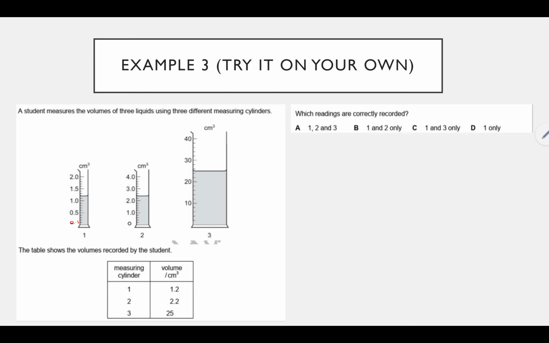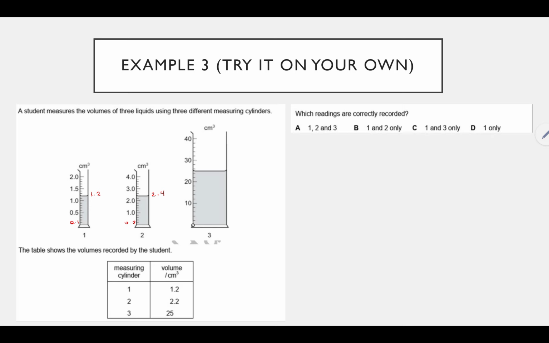So each dash is going to be equal to 0.2. So you need to be very careful when reading the volume from a measuring cylinder to know how much each dash is equal to. So for the first one, let's read. If I know that each dash is 0.1, let's look at our liquid. After 1.0, there's a dash, so that's 1.1, and another dash, so that's 1.2. Okay? Second beaker. Each dash is 0.2. I stopped at 2, so one dash, that's 2.2. One dash, that's 2.4.